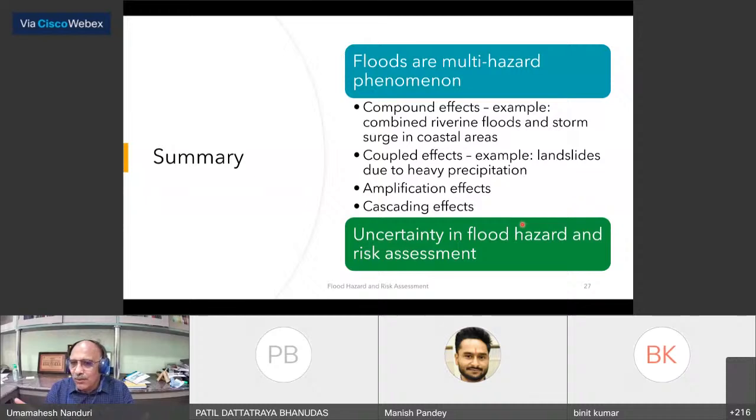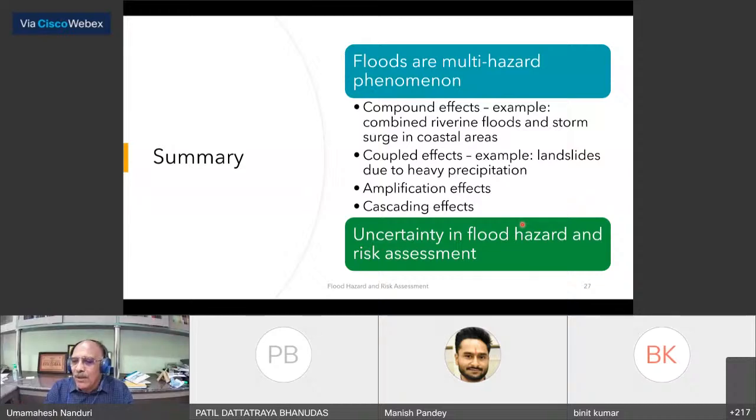Or it could be a coupled effect. For example, in hilly areas, say there is a flood, and at the same time there could be a landslide which can aggravate the problem, because of extreme rainfall in the hilly areas. There is a flood taking place, and then that could be coupled with a landslide because of heavy discharge. Maybe the landslides can take place, and that could actually be a coupled effect. So it's again a multi-hazard phenomenon.